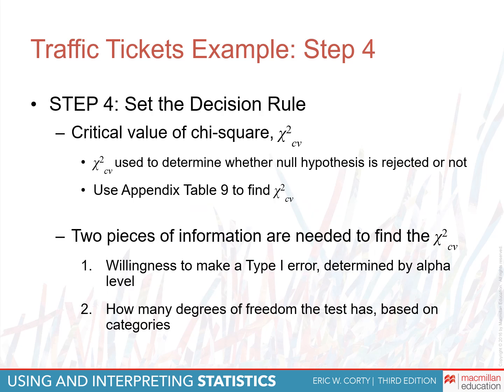All right, so we have our hypotheses. Now we're on to step 4, which should be familiar. Now it's time to set our decision rule. And so to set the decision rule, we need to come up with a critical value. Here it's going to be the critical value of chi-squared. And this value determines whether or not we reject the null hypothesis. And so in your textbook, there's an appendix table 9 that we use to find the critical value of chi-squared. And so to get that critical value, there are 2 pieces of information you need. One, we need to know how willing we are to make a type 1 error. So that's our alpha level.